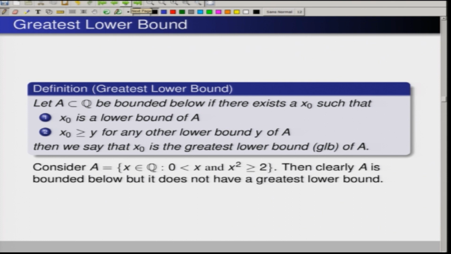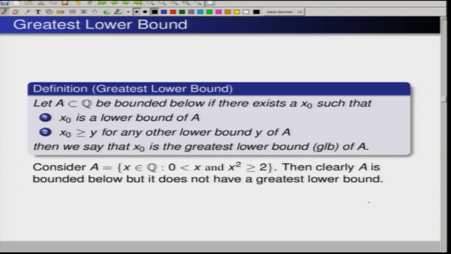Similarly, one can define the greatest lower bound. You take a lower bound, there will be many other numbers which are also lower bounds, because your set is lying on this side. Now, among all those lower bounds, whichever is the greatest, we are going to call the greatest lower bound. So, this is the definition: x naught is a lower bound of A, and x naught is greater than or equal to y for any other lower bound y of A. Then we say that x naught is the greatest lower bound.